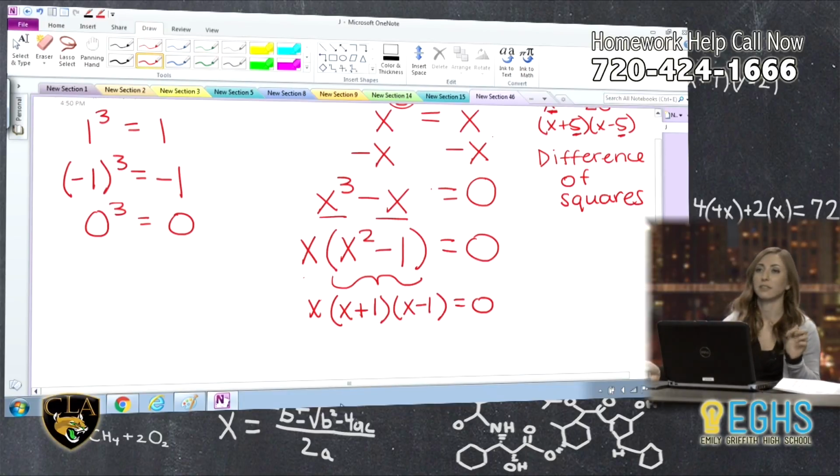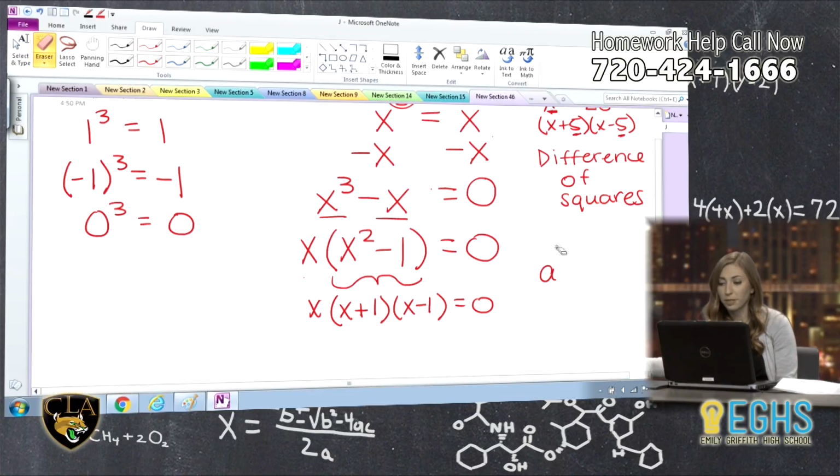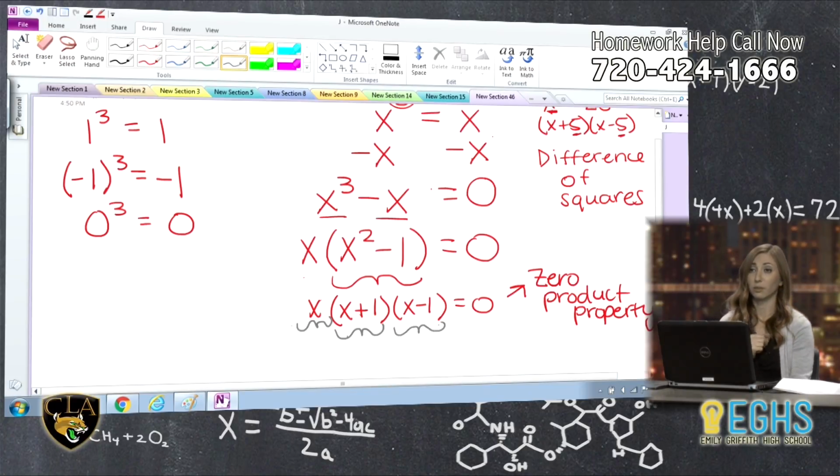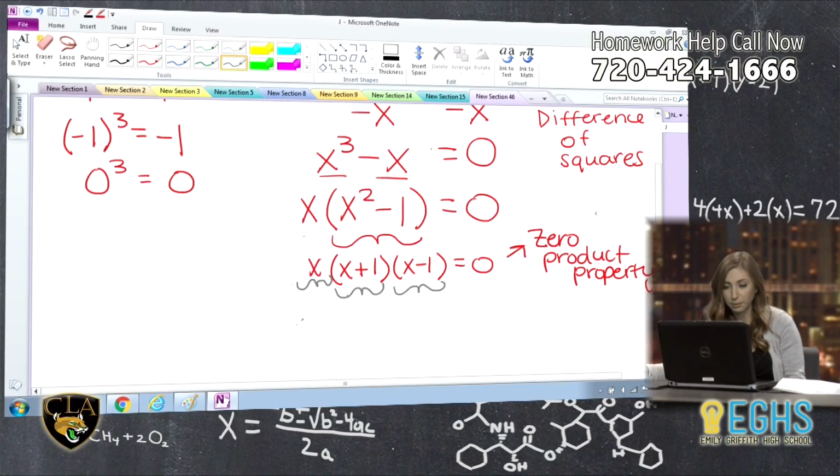And the reason why this is an algebraic strategy to solve this is that you can use the zero product property, which means anything times 0 is just 0. What we're saying here is I have something times something else times something else, and that's all equal to 0. So if any one of those 3 factors were equal to 0, this equation would be true. So I set up that.